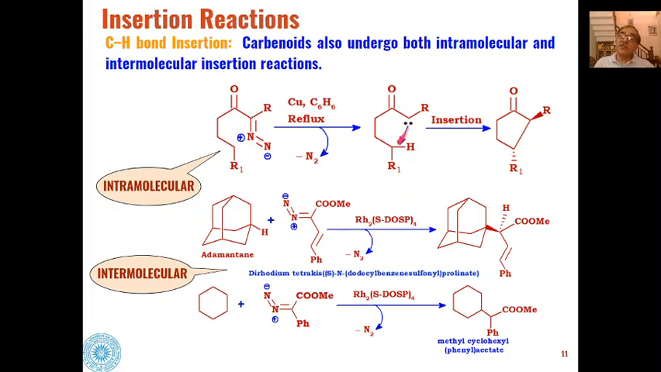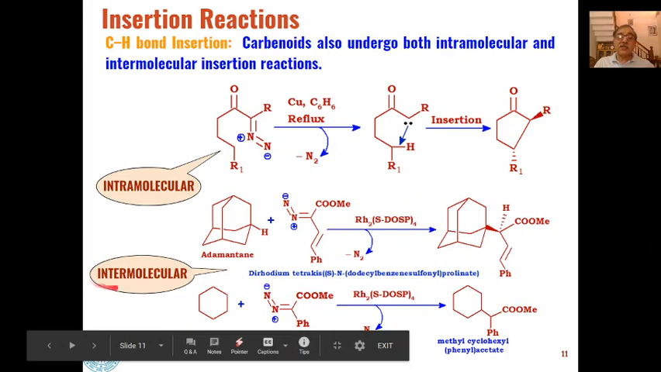And in this reaction, you can see that this is a stereospecific reaction, that this will add only from one side of the molecule, and that is why we are getting only a stereospecific isomer. Then the examples of intermolecular insertion reactions in case of carbenoids.